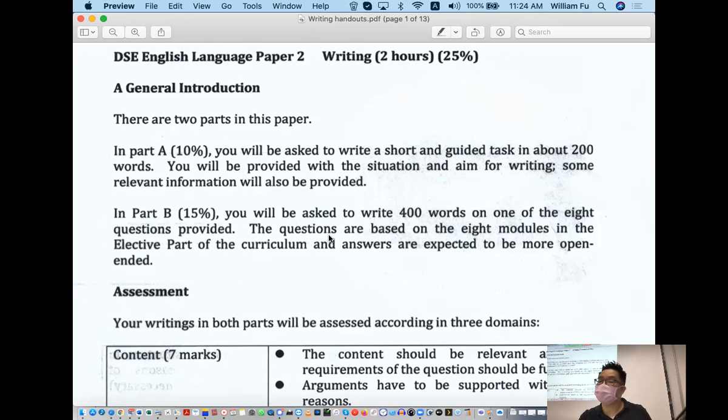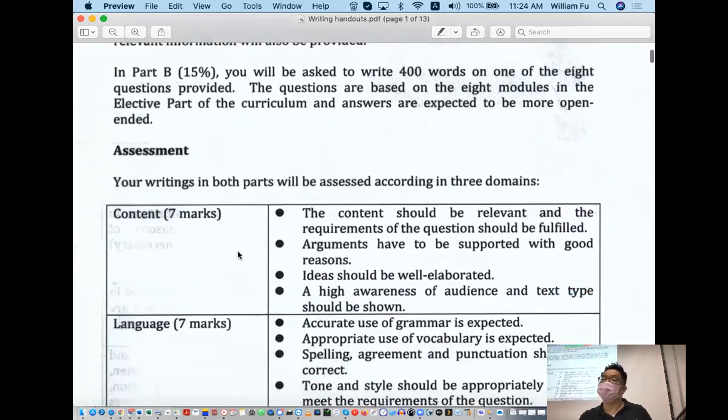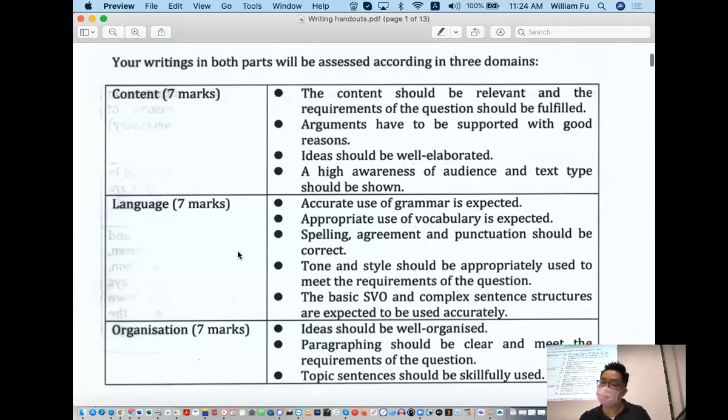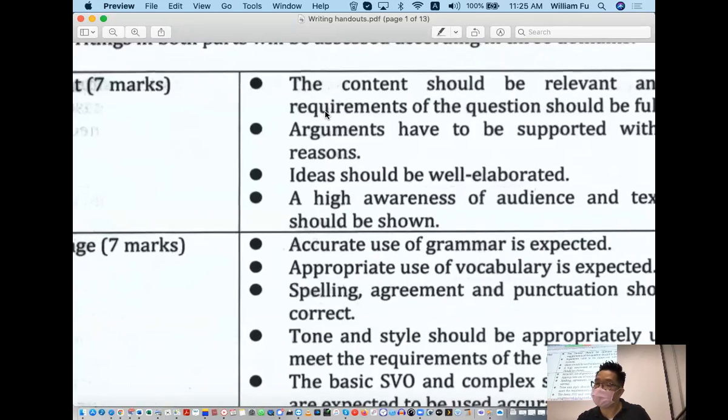And the questions are based on 8 modules in the elective. You'll learn about that later in the curriculum. Now for assessment, we call them 777s. 7 marks for content. That's my way of marking your essay. You notice that content 7 marks, language 7 marks, and organization 7 marks. Totally 21 marks. And in the real exam, there will be 2 markers. And for content, there's something I think you need to highlight.